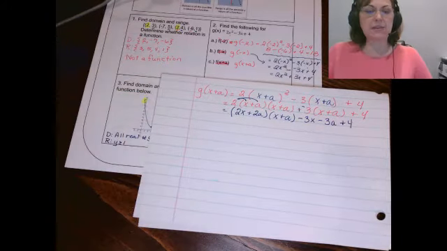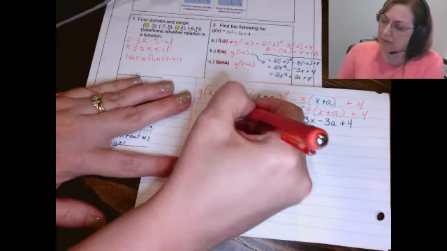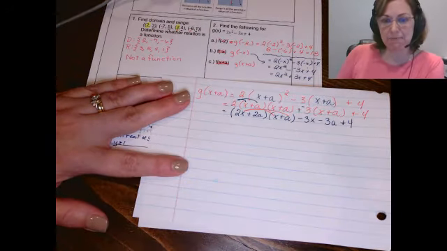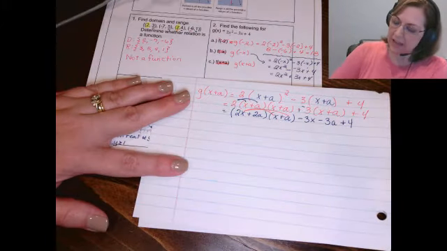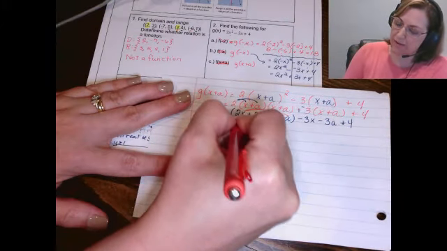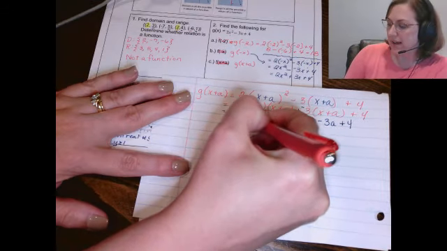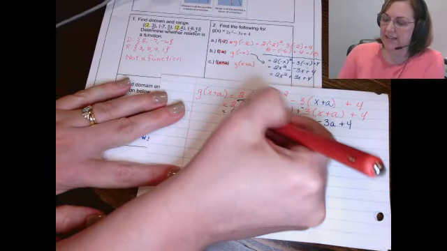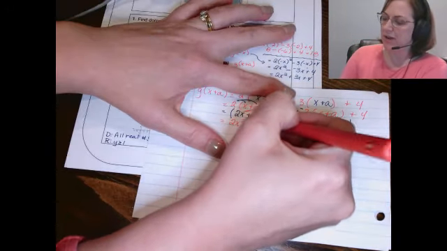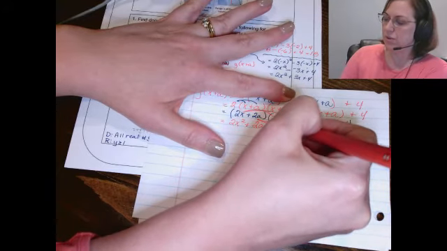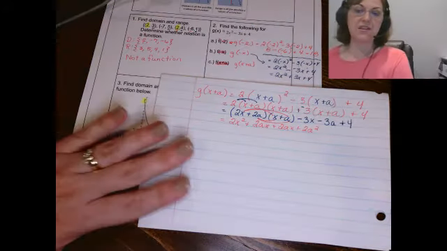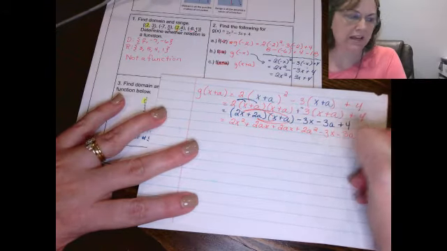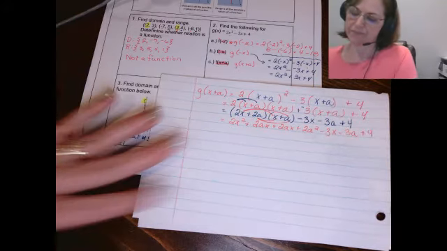Now for this one, I'm going to have to use the distributive again. So I'm going to distribute the 2x to both the x and the a, and that will give me 2x squared plus 2ax. Then I'm going to distribute the 2a to the x and the a, which will give me 2ax plus 2a squared. And then, of course, I still have all these other terms, minus 3x minus 3a plus 4.